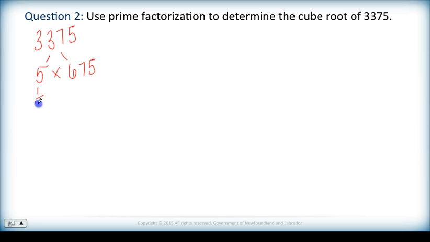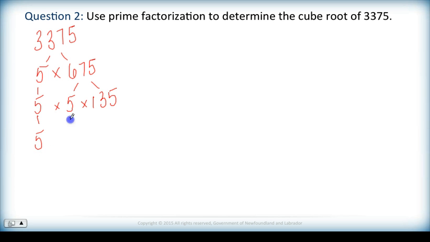5 is already prime, so we can move that one down. Now we have to branch off 675, that's not prime. Again, we can use 5. 5 times 135 is 675. Now this level, 5 times 135, is equal to 3,375.